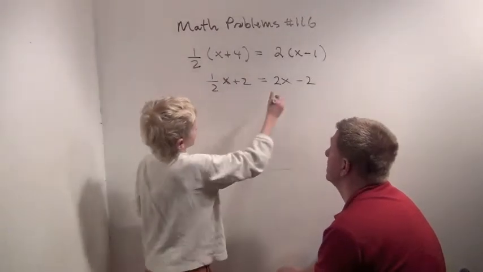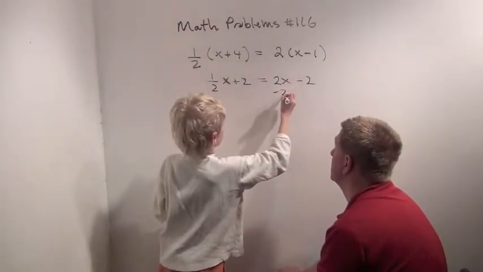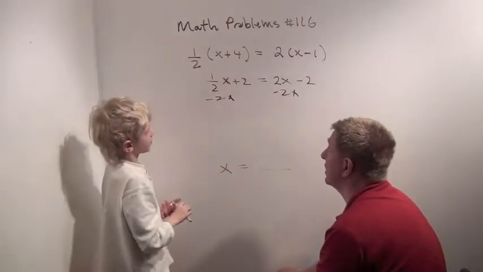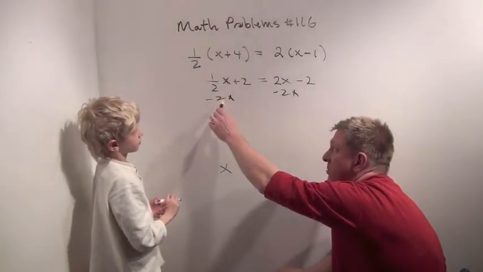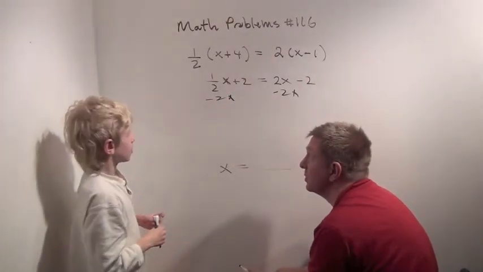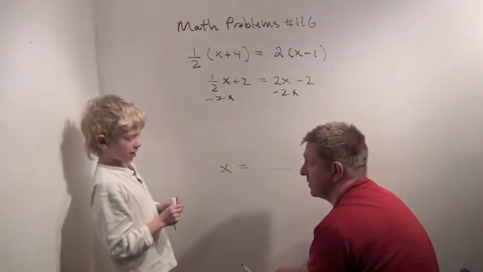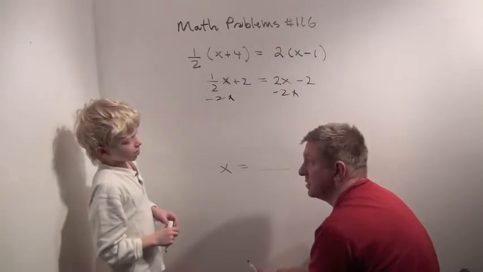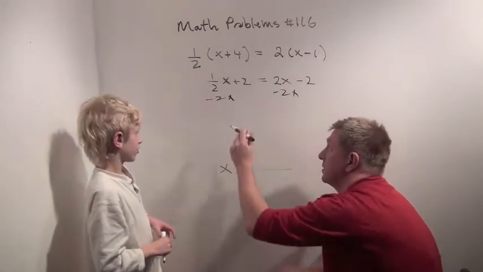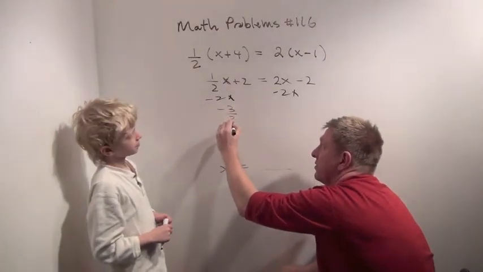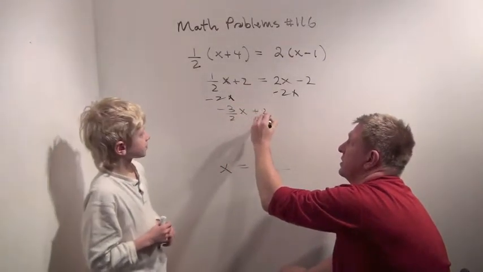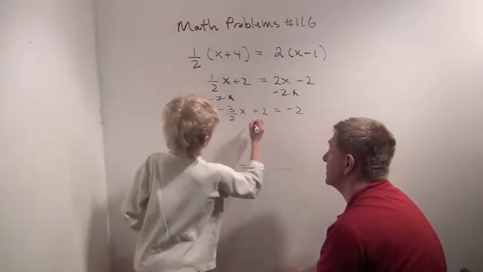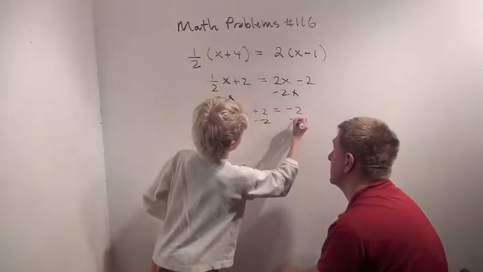So you do minus 2x and minus 2x. Ooh, so now we have an interesting challenge. We have 1/2 x minus 2x. I think it's going to be minus 1 1/2 x. Okay, that's good. What is 1 1/2 as a fraction? 1 1/2 is 3/2. So we have minus 3/2 x plus 2 equals minus 2. Then you have to get rid of the 2, so you do minus 2 on both sides.